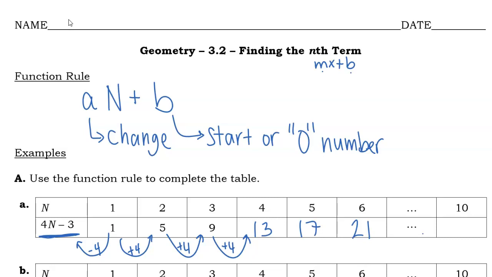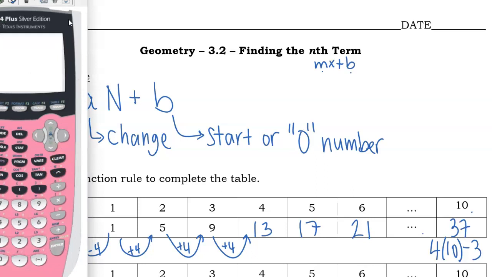And that is we're going to replace the n in the rule with the value that we're looking for. So in this case, that would be 4 times 10 minus 3. I'm putting the 10 in for the n of this rule. So 4 times 10 is 40. 40 take away 3, we have 37. And I just wanted to show you quick, if we had chosen to use the calculator to do that, we got the same answer.